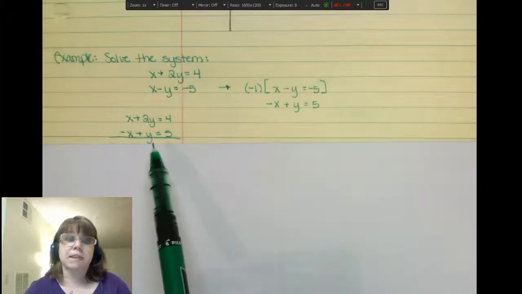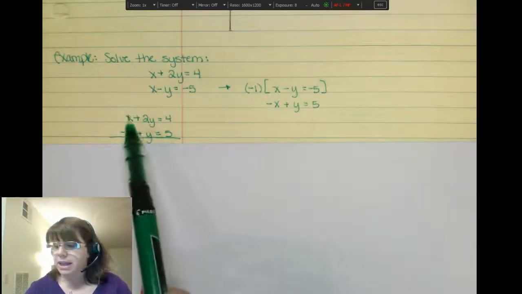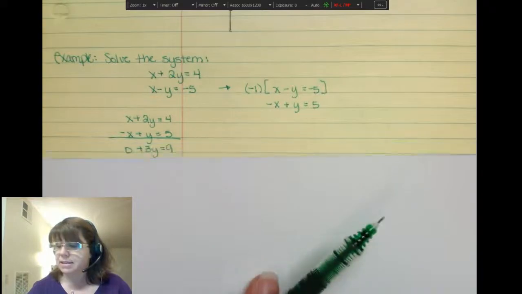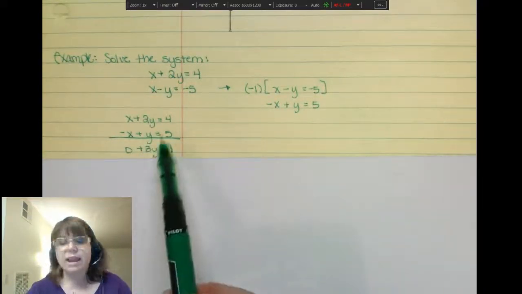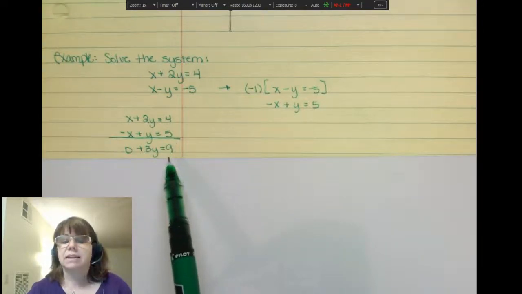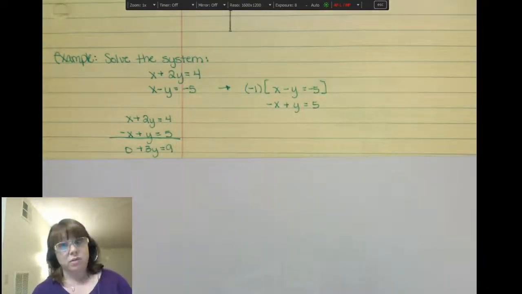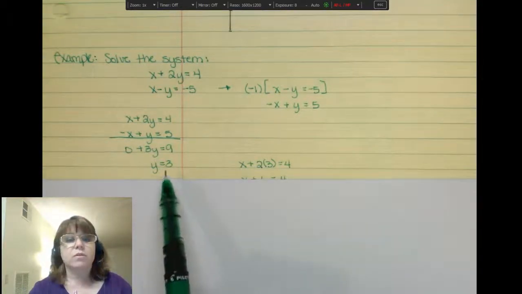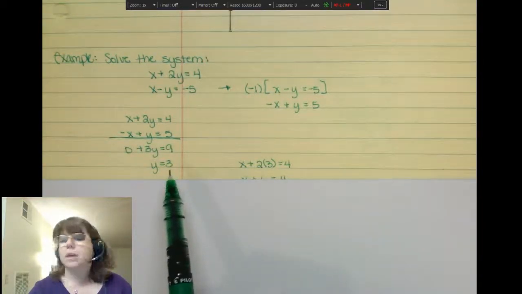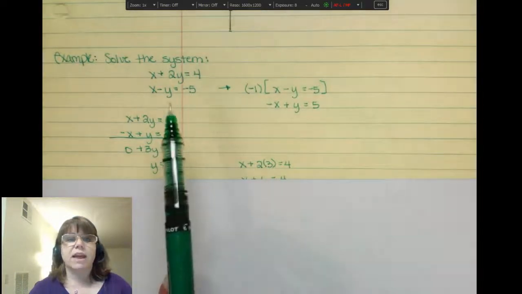Now I'm going to combine them by adding them. x minus x is 0, 2y plus y is 3y, and 4 plus 5 is 9. Now I have a simple equation of 3y equals 9, and I can solve for y equals 3. But I'm not done. I still have to go back and solve for x.